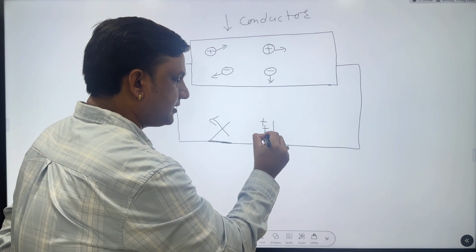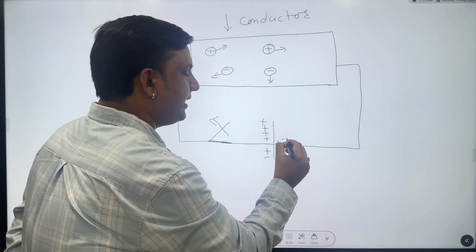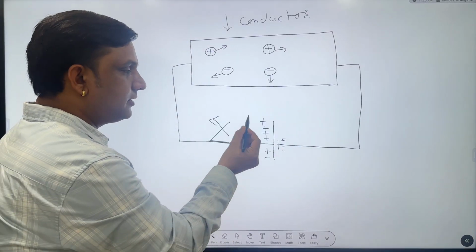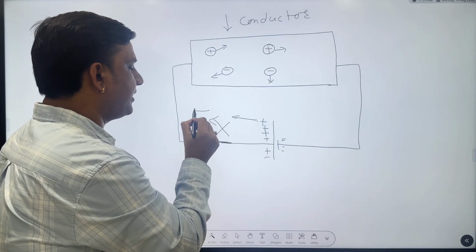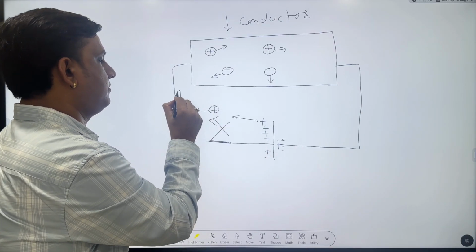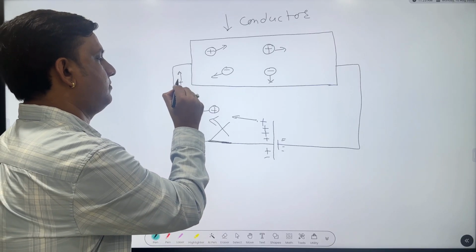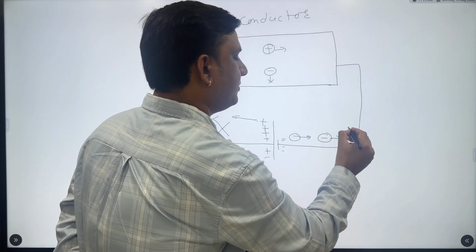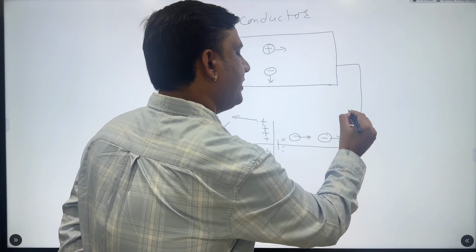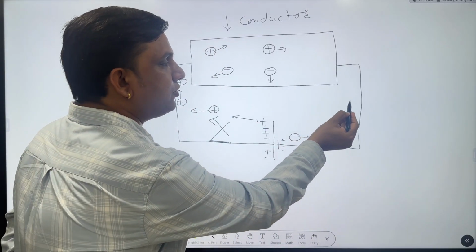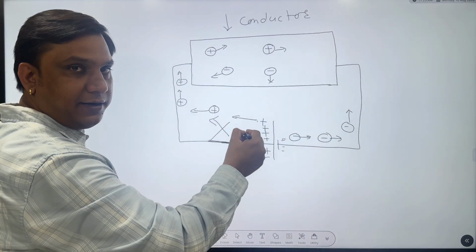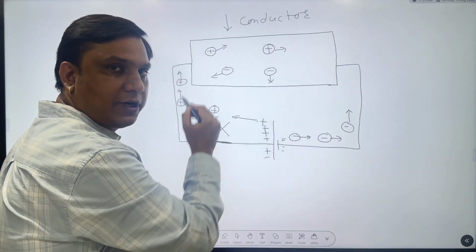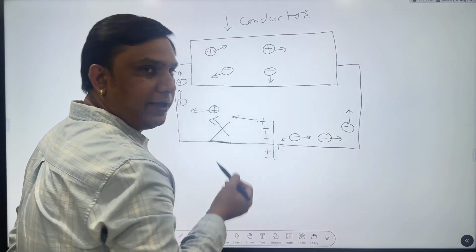the positive charges present over this plate and the negative charges present over this negative plate of the battery play an important role. What happens? These positive charges start moving in this direction and the negative charges start moving in this direction due to the electromotive force of the battery. So negative charges are moving in this direction, completing their path through the circuit and coming to the positive plate, and these positive charges are moving through the conductor and completing their path, coming back to the negative plate.